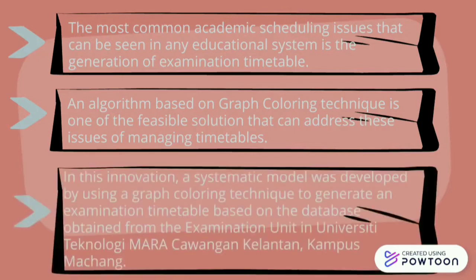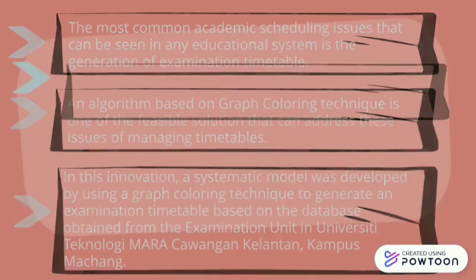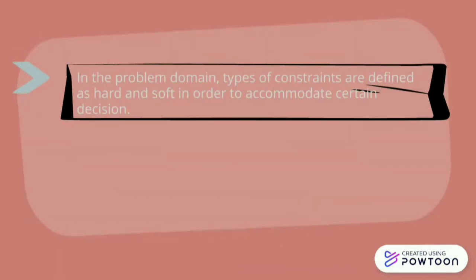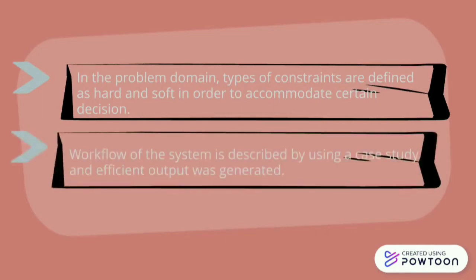In this innovation, a systematic model was developed by using a graph coloring technique to generate an examination timetable based on the database obtained from the examination unit in Universiti Teknologi MARA, Cawangan Kelantan, Campus Machang. In the problem domain, types of constraints are defined as hard and soft in order to accommodate certain decisions. The workflow of the system is described by using a case study and efficient output was generated.